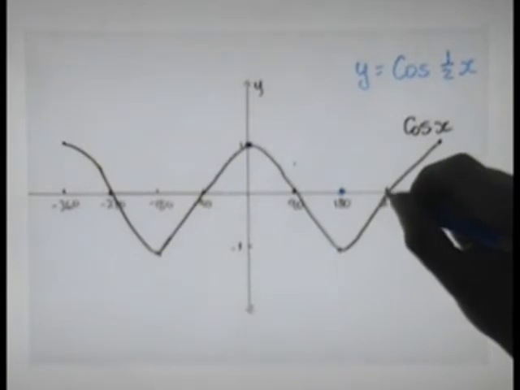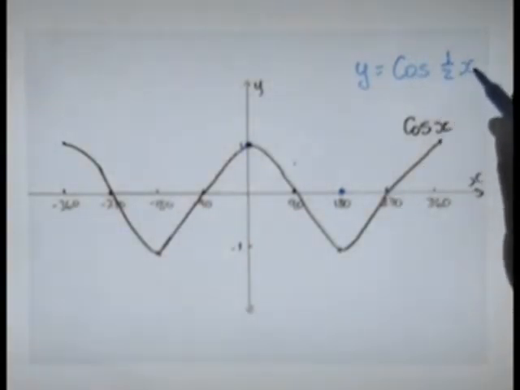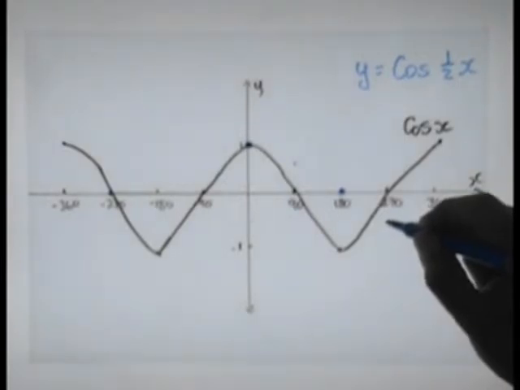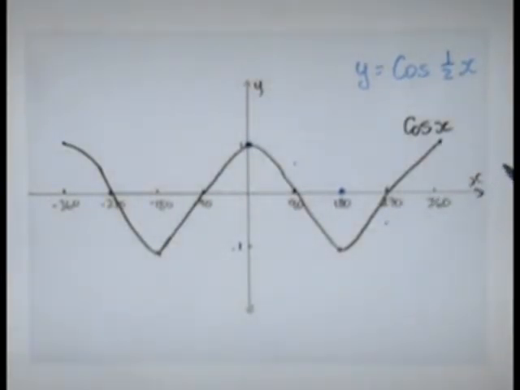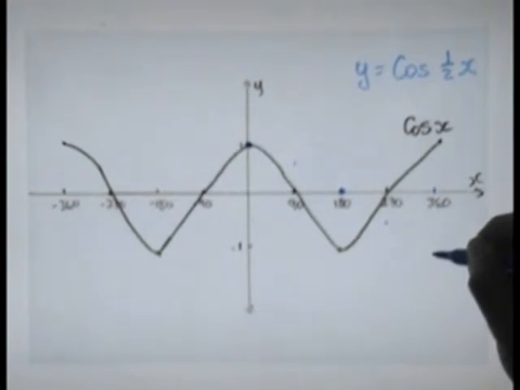Sorry, when x is 270, it's going to be cos of a half of 270, which is cos of 135 degrees, which means that that point is going to fall somewhere over there. And when x is equal to 360 degrees, it's going to be cos of a half of 360, which is the same as cos of 180, which is negative 1.